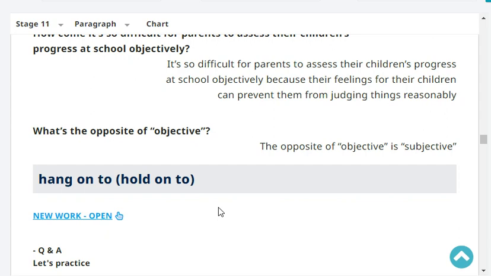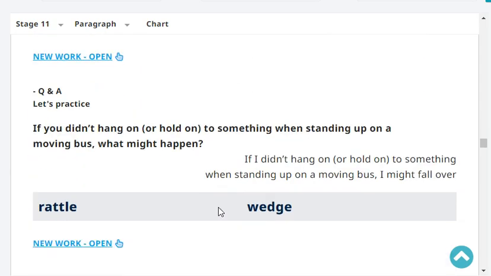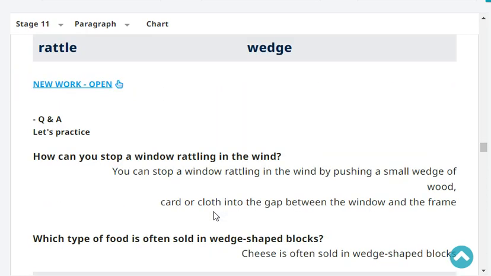The opposite of objective is subjective. But if you didn't hang on to something when standing up on a moving bus, what might happen? If I didn't hang on to something when standing up on a moving bus, I might fall over.